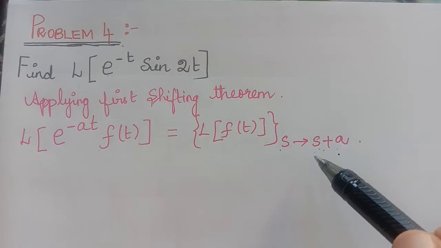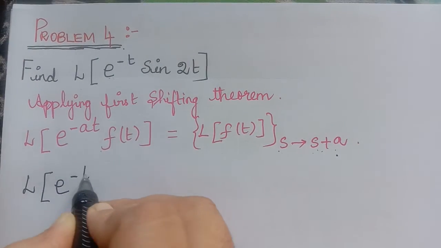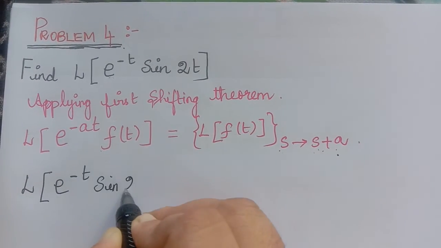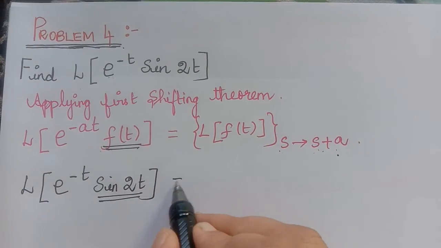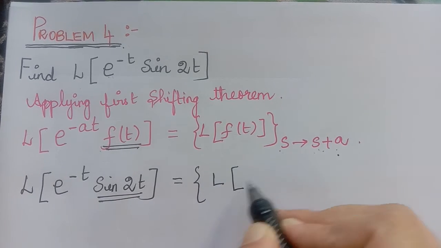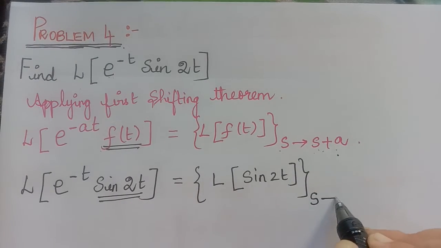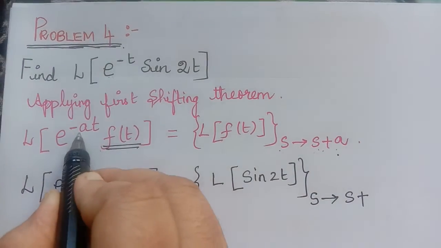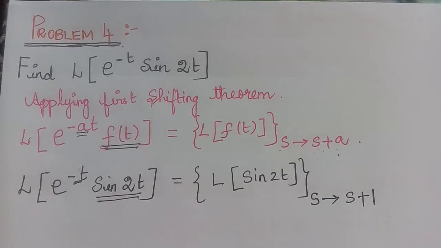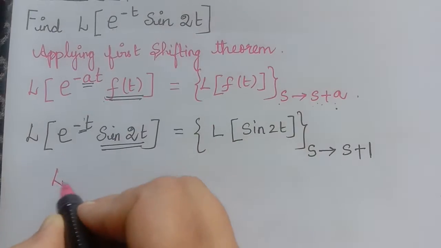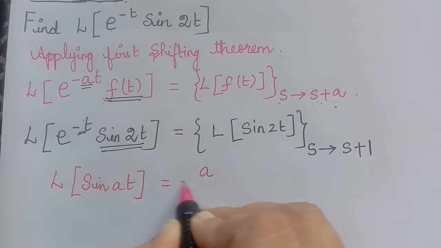So we have to apply this, for which first let us write the Laplace transform of the question, that is e to the power negative t sine 2t. What do we find here? We see that f of t is equal to sine 2t. So this will be the Laplace transform of sine 2t, and we have to replace s by s plus a. What is a over here? The value of a is equal to 1. So s plus 1.